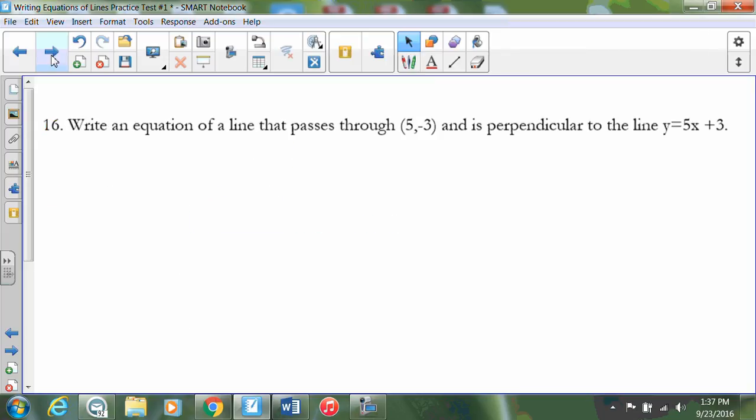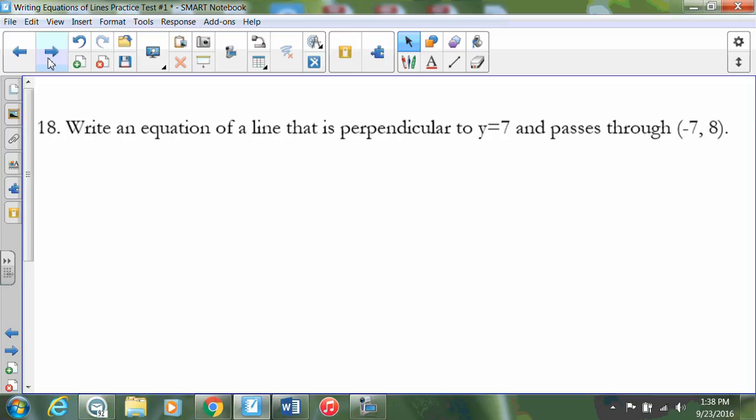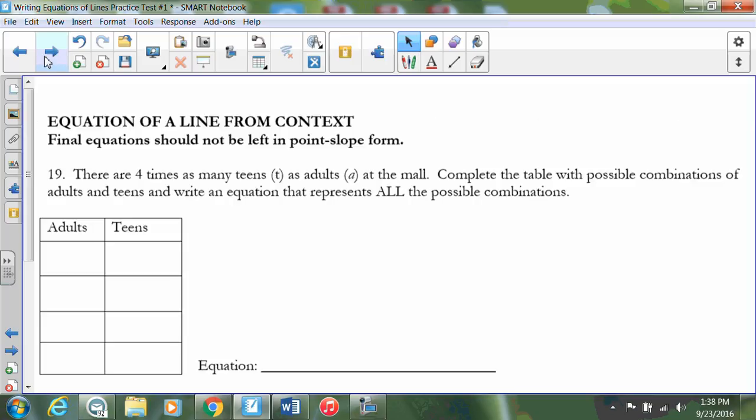Okay, now we moved on to the perpendicular, which we are not going to do, so we are good to go with that. We're skipping the perpendicular. That was good. That bought us some time.